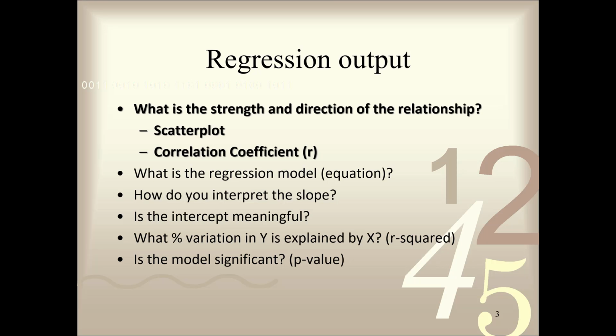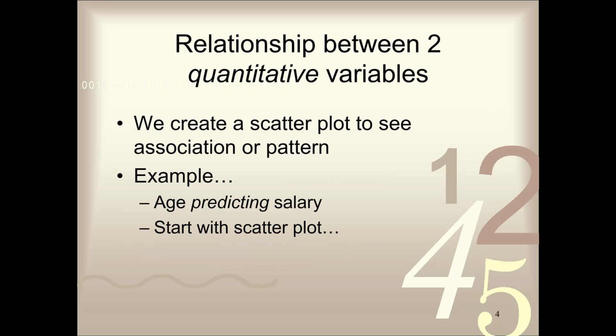Okay, so let's first talk about the strength and direction of the relationship between two variables. That's a great starting point, because if you don't see any relationship whatsoever, there's not really a need to continue with the regression model. Okay, so first step, we create a scatter plot to see the association or pattern. Remember back when we were talking about ways to describe data visually, scatter plot was one of them, and it was the only one that we talked about that shows the association between two variables.